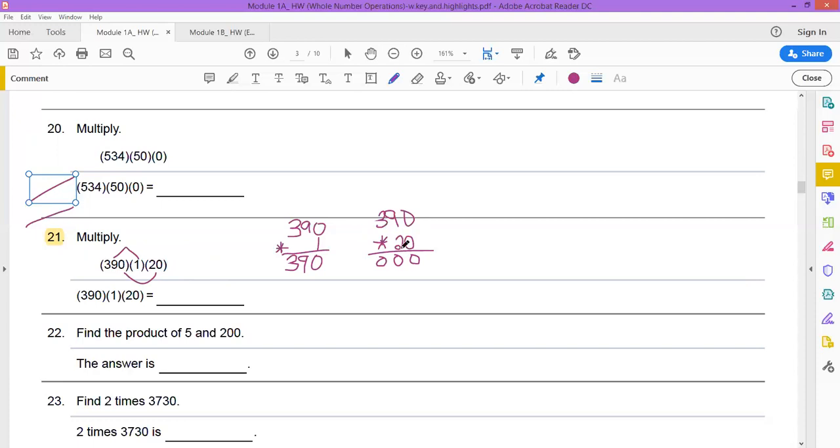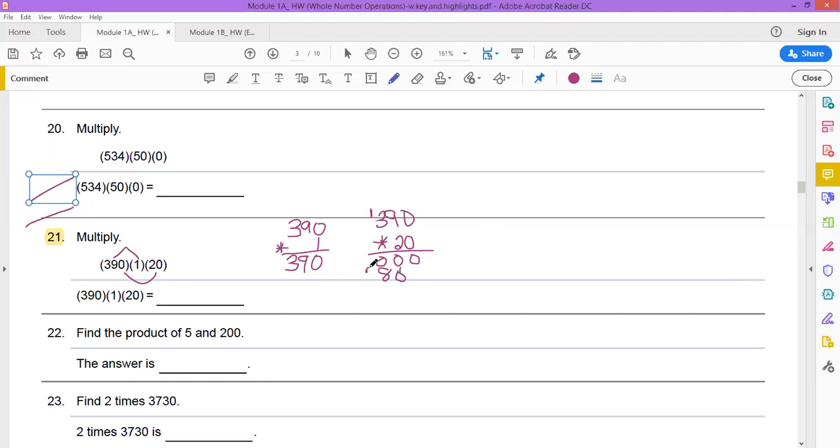Now we're starting in our second column. We always start with our first digit in the upper row. So 2 times 0 gives us 0. Remember to line up your digits in the same column with 2. So 2 times 0 is 0. 2 times 9 is 18. We got to carry our 1. 2 times 3 is 6, plus the 1 we carried.